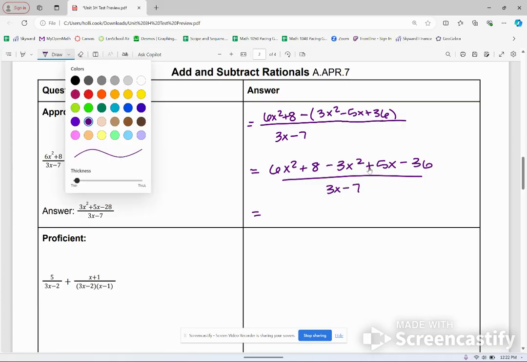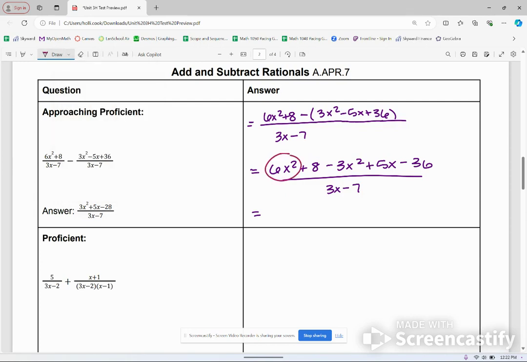Then we just combine. We have 6x squared minus 3x squared, so that would be 3x squared. And then we've got 5x, that's the only x. And then 8 minus 36 is negative 28, all over 3x minus 7.